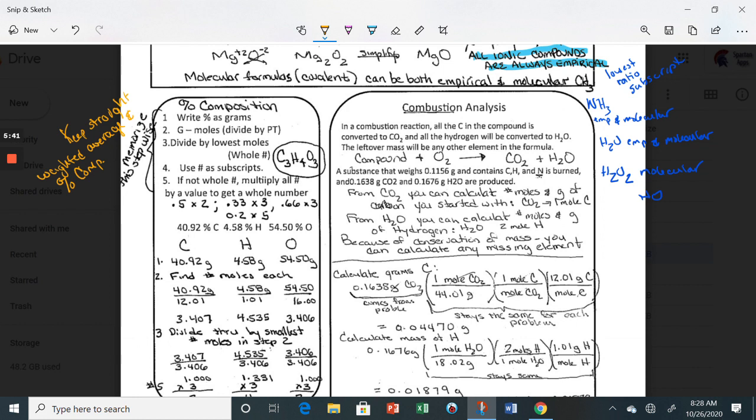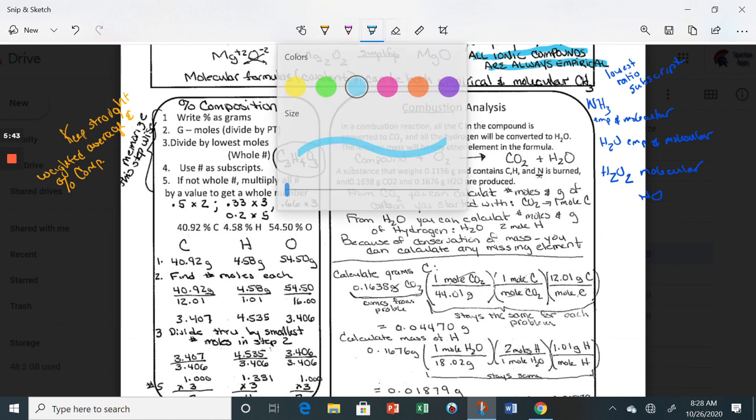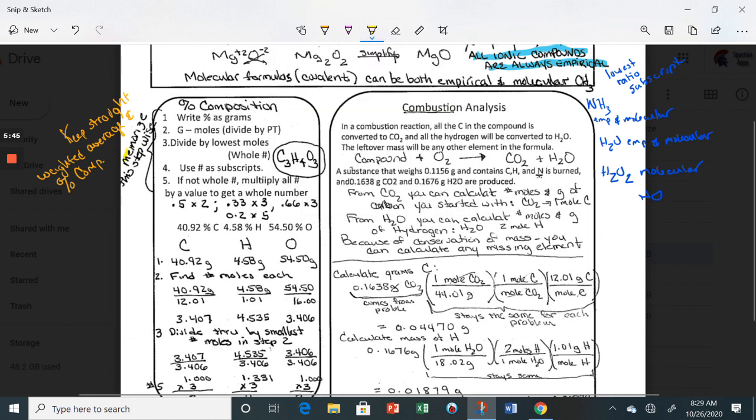So, like over here, it says memorize these steps. Okay, that is not an understatement. That is a word to the wise. Memorize those. Right? Don't think, oh, I don't have to worry about it. No, yeah, you should. Right?